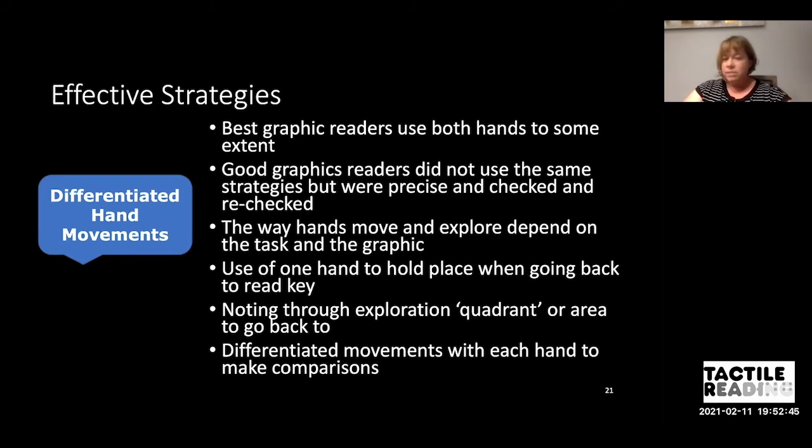The way their hands move and explore depended on the task of the graphic, which we saw in the video of the student checking bars and then moving across to look at the y-axis. She did different things with her hands at different times. And some of the things they may do that have been effective is using one hand to hold their place when going back to read the keys. They don't have to start over to find a spot. Noting through their exploration a quadrant or specific spot that can help them get back on track to where they are, and they can relate information on the graphic or the map to that spot. Or using differentiated movements with each hand to make comparisons. So for example, in the video, making comparisons between the heights of the bars.